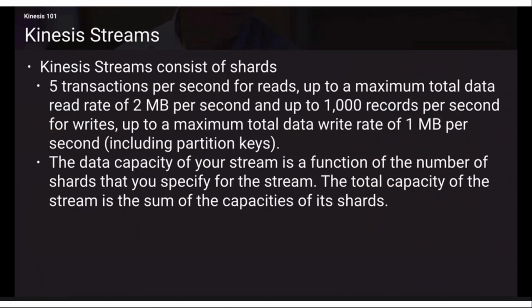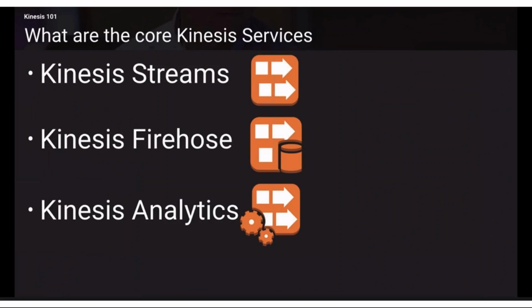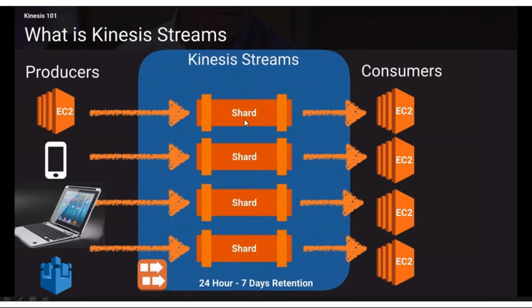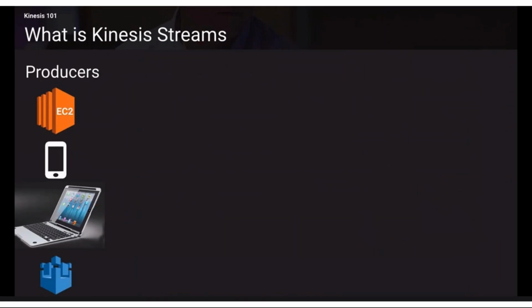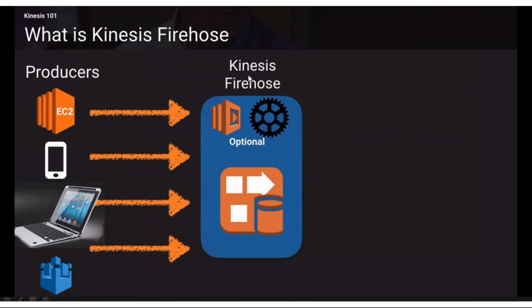Now the next is Kinesis Firehose. So let's see what happens in the Kinesis Firehose. Again, I have the producers here who are trying to produce the data from EC2 instances, mobile devices, laptops, or some other sources as well. Now in the Kinesis Firehose, whether I want to transform the data or not is completely optional. If you remember in the last example, Kinesis streams, we were trying to process the data into an appropriate format so that we can store it into S3 or maybe DynamoDB or maybe somewhere else.